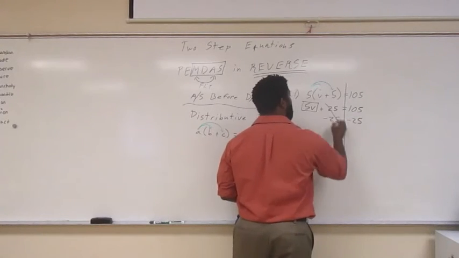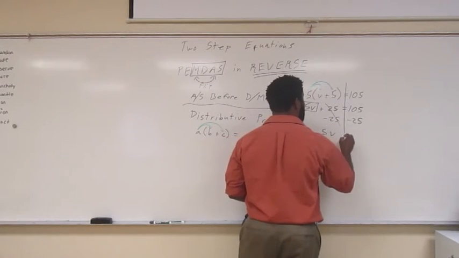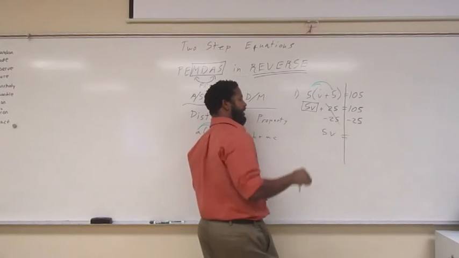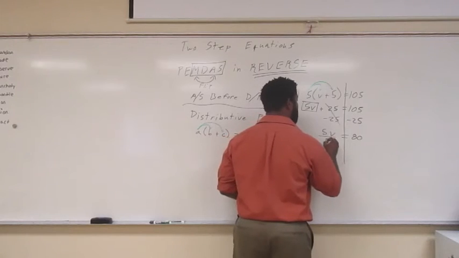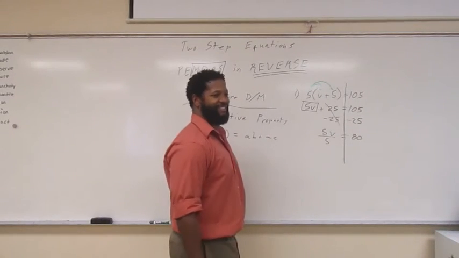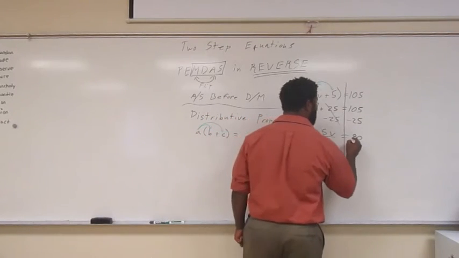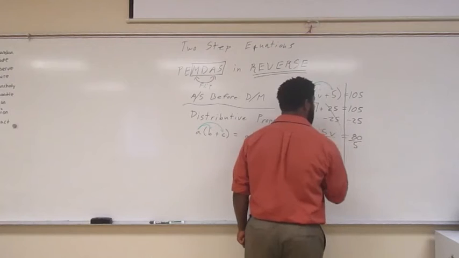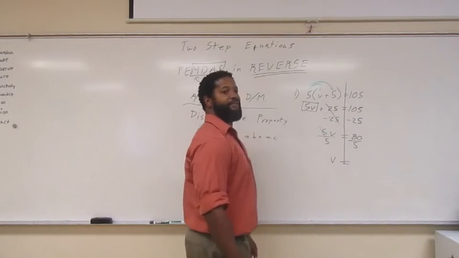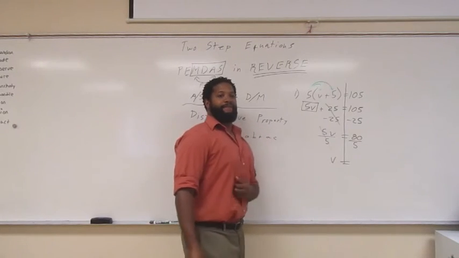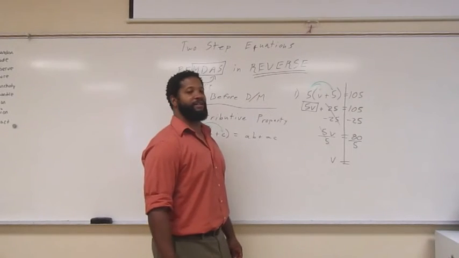Okay? They cancel out. 80. So you bring down your 5V, which is equal to 80. Good job. And then you divide your 5V, because the opposite of multiplication is division. And then you cross the 5, and then you divide. What you do on one side, you must do to the other, so 80 divided by 5, and then you get your answer. What is 80 divided by 5?